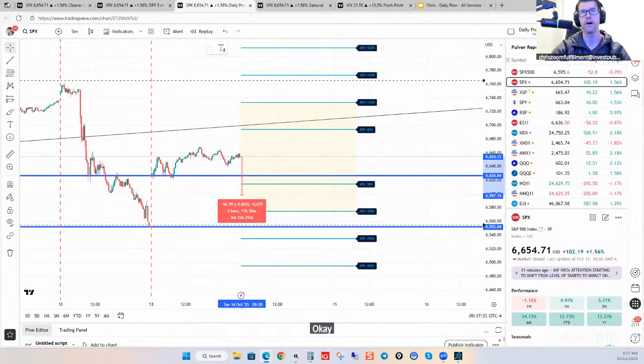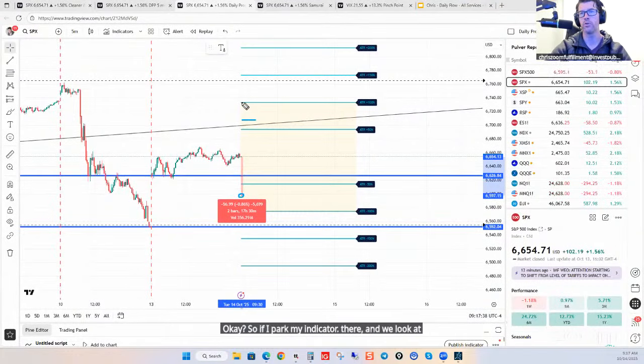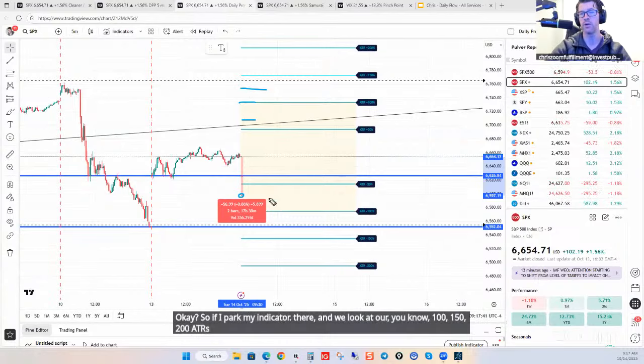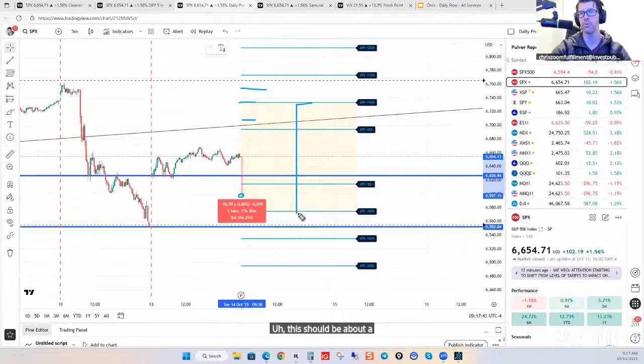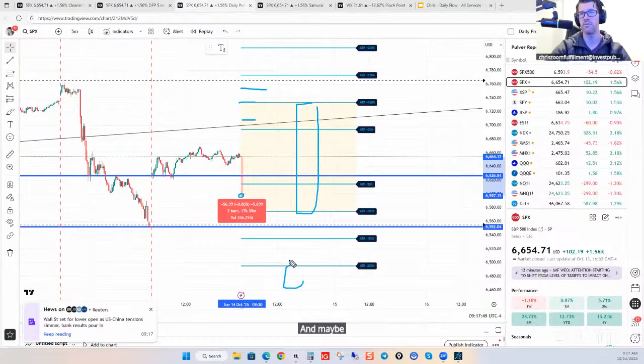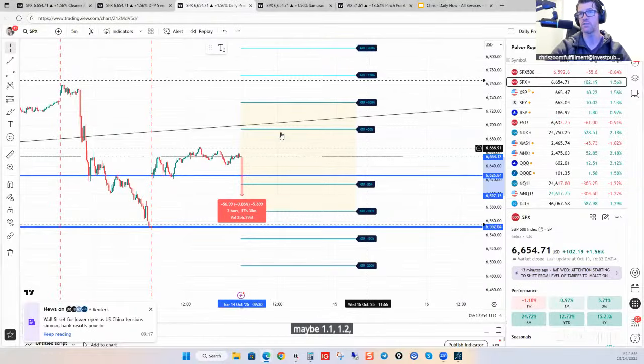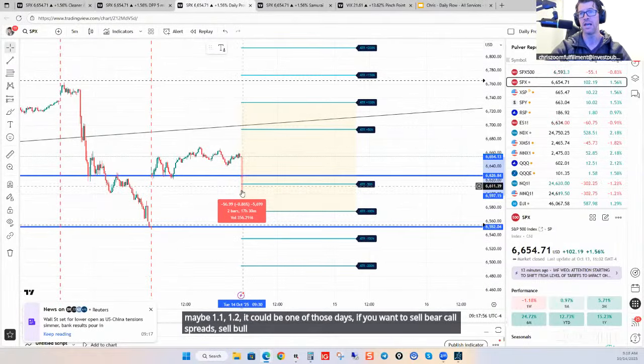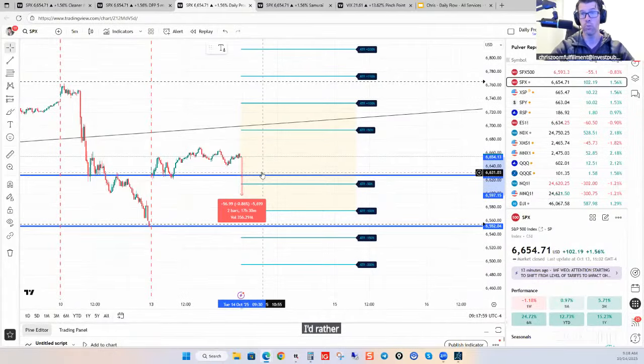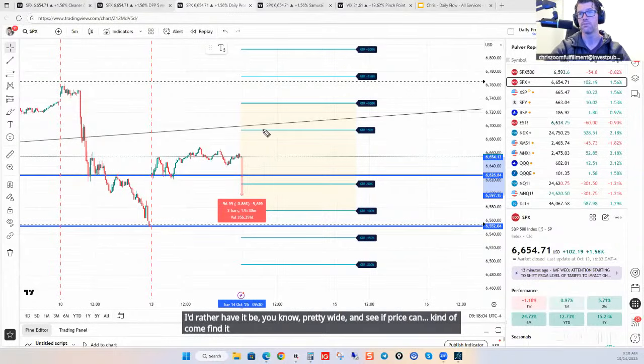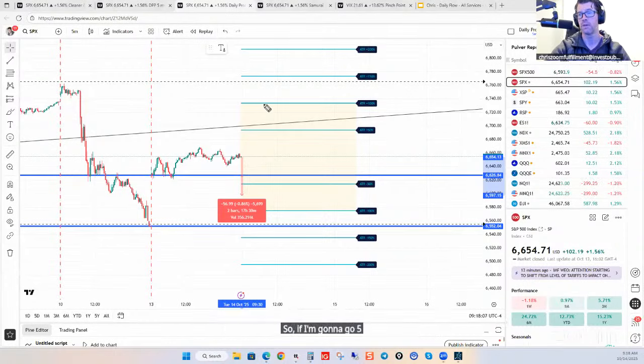If I park my indicator there and we look at our 100, 150, 200 ATRs, and our VIX box comparison, this should be about a 1.3% VIX move. And maybe setting the extremes at maybe 1%, maybe 1.1, 1.2. It could be one of those days if you want to sell bear call spreads and bull put spreads. I'd rather have it be pretty wide and see if price can come find it. If I'm going to go 5 wide, I want $1. If I'm going to go 10 wide, I will at least want $2.